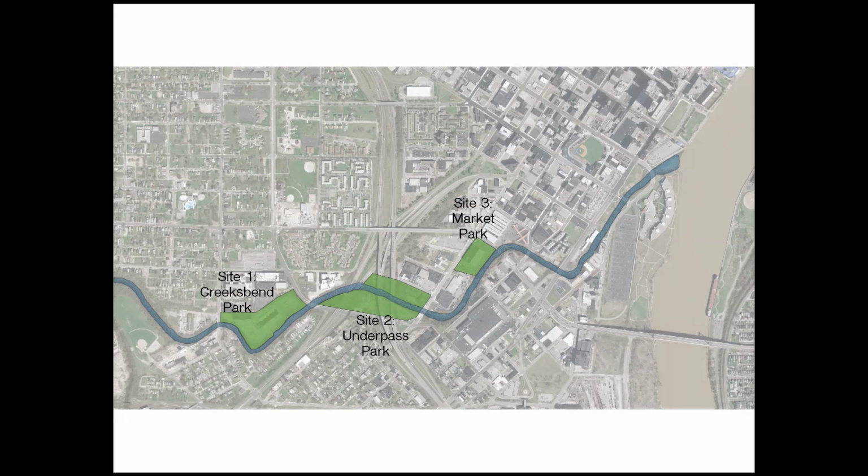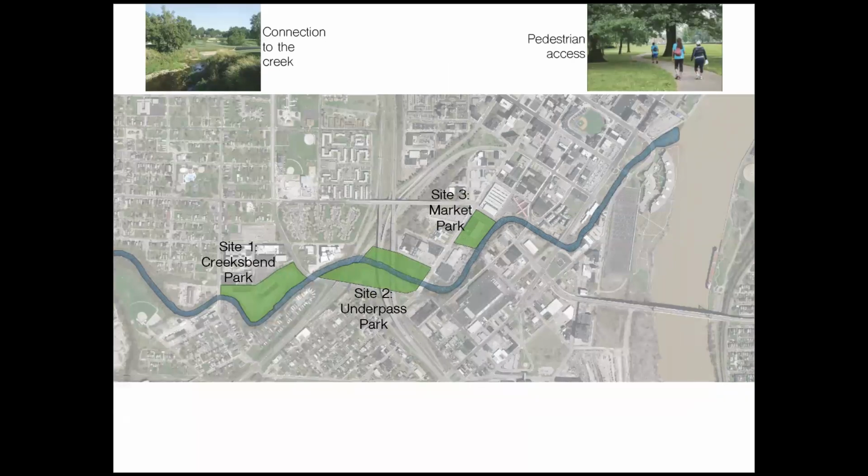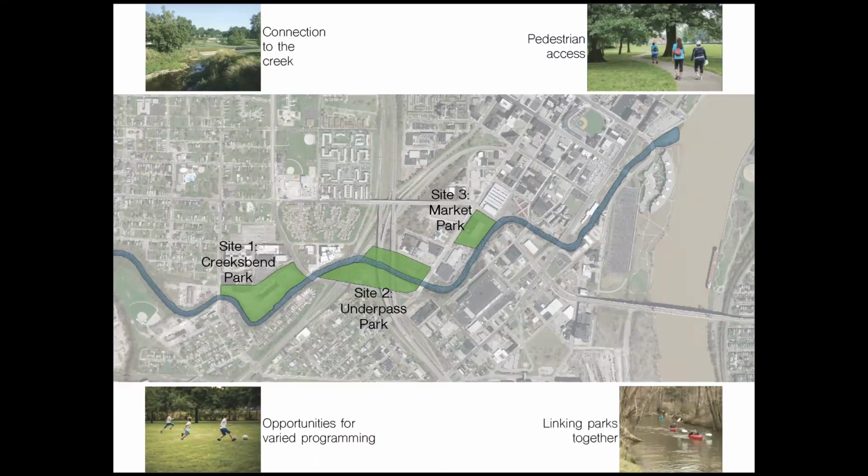And in choosing these sites, there were a few things that I wanted to make sure were consistent across all of them. So one of those was having an innate and clear connection to the creek. I also wanted there to be clear, easy pedestrian access to and from all of these different parks. I thought it was important to have lots of opportunities for varied programming so that the parks would be nice for all sorts of different visitors to come and enjoy. And finally, I wanted to make sure that there were clear linkages between the parks.